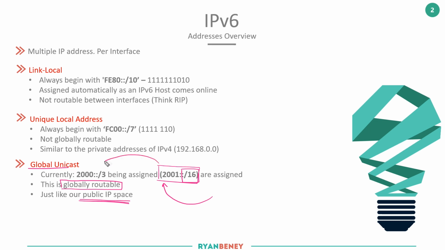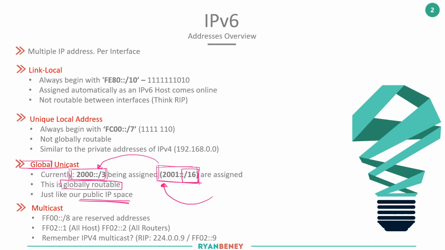But that is of course part of a larger block of a /3, and this /3 is currently the global unicast block. So why bother giving out an entire /3 when we can again subnet it down further to a /16? So once that /16 is exhausted, we'll obviously move to something else inside that /3.